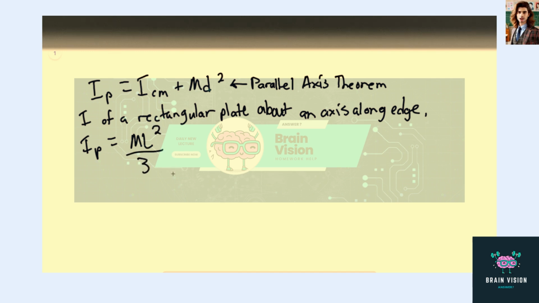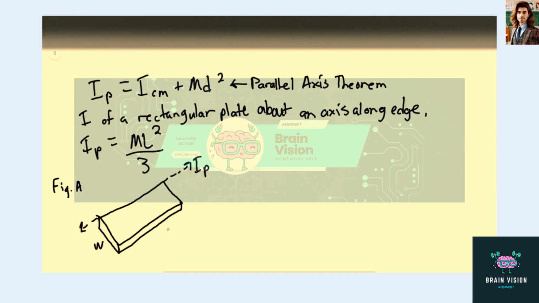And at this point, let's try to draw these figures. So we have figure A for part A, and let's just draw a box. This axis right here represents moment of inertia P, so this would be I sub P. And we can label this: this is W, the width, and this is the length.